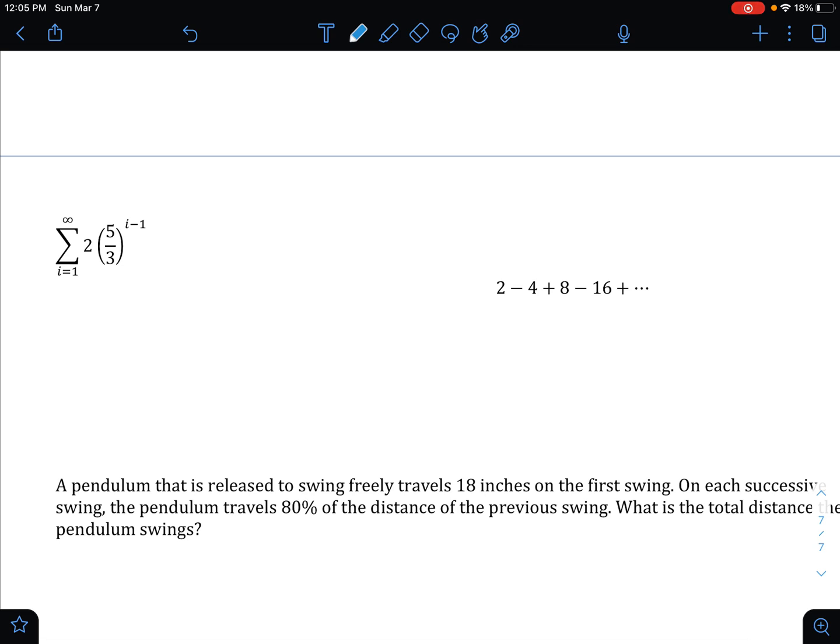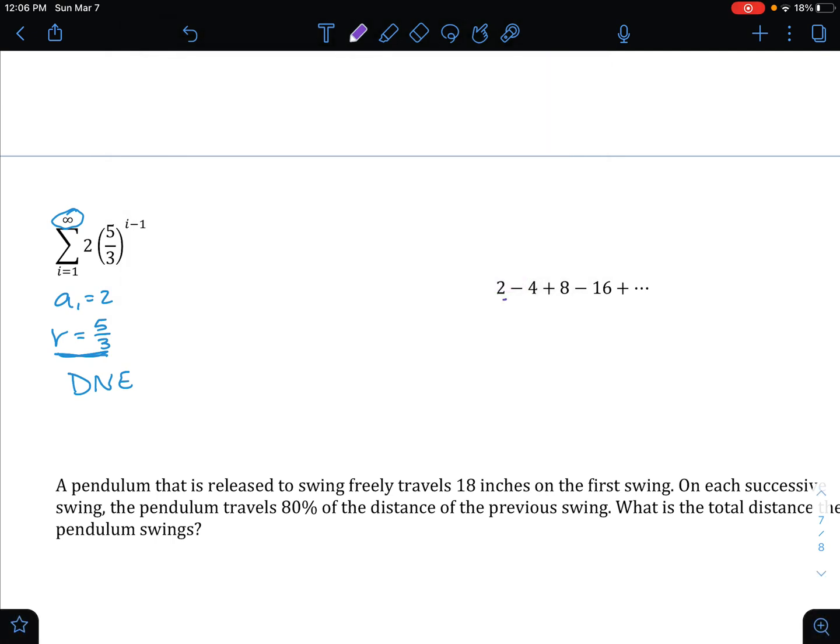All right, for the next one, once again, we're going to infinity, which tells us we can use this geometric formula. Our first term is 2. Our ratio is 5 over 3. At this point, you should notice that our ratio is bigger than 1, so we can instantly say this does not exist. And that's it.